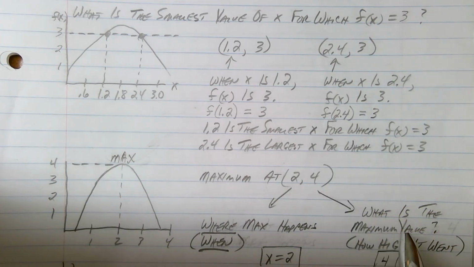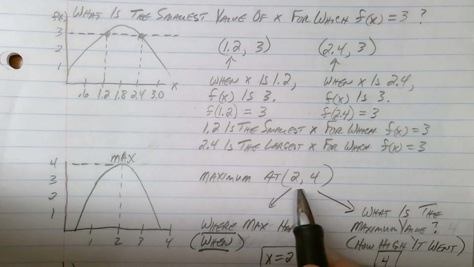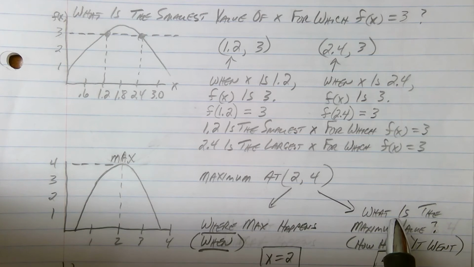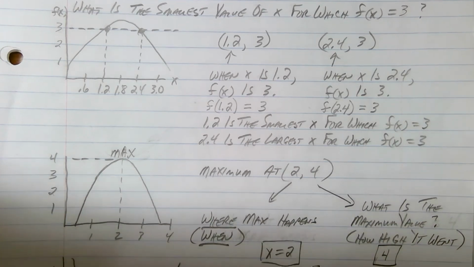And the way they're going to ask you is, what was the maximum value? What was the highest that you got? How high did it go? So these two numbers answer two different questions. The x answers when something happened, and the y answers how high or even how low that happened.